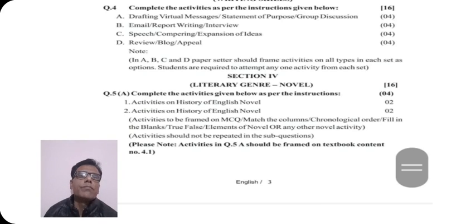I'll read it again. In the bracket, what is given? Activities to be framed on MCQ, or match the columns, or chronological order, or fill in the blanks, or true or false, or elements of novel, or any other novel activity. Activities should not be repeated in the sub questions. So be careful for that.